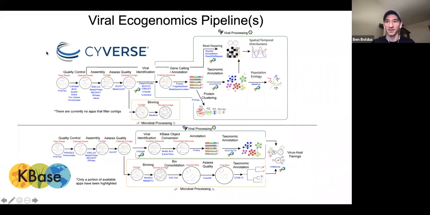So there's a viral ecogenomics pipeline set up on CyVerse, as well as KBase. So anyone here, at least today, we are going to be able to process your actual data sets if you would like. I will try to go over these relatively quickly, just because 2 hours wouldn't be enough to really give the kind of care and attention to detail that each of these would deserve.